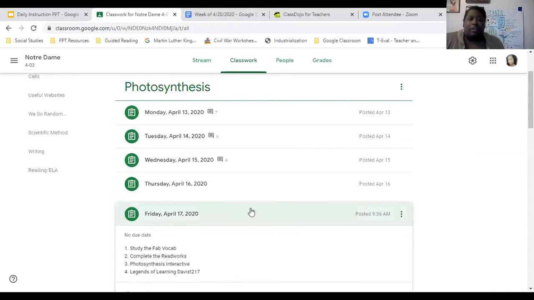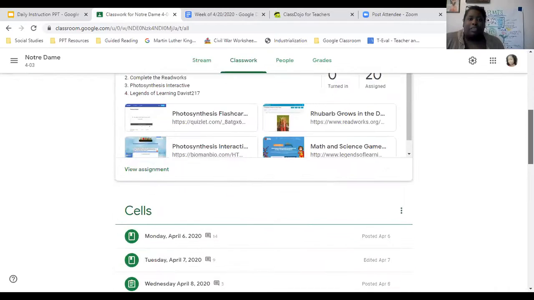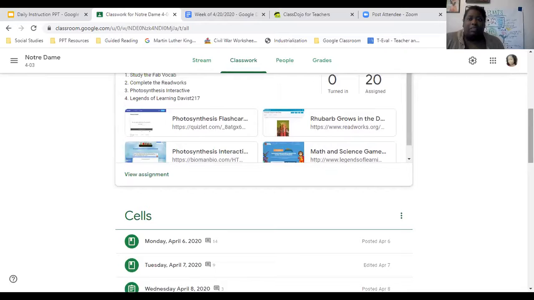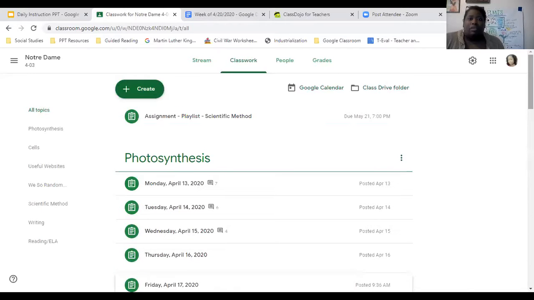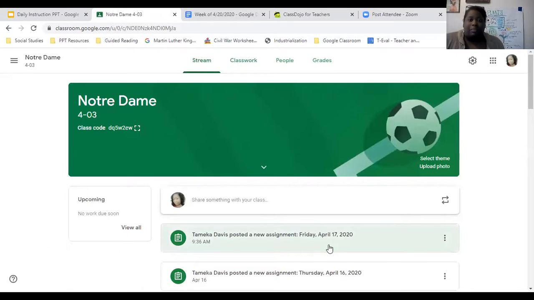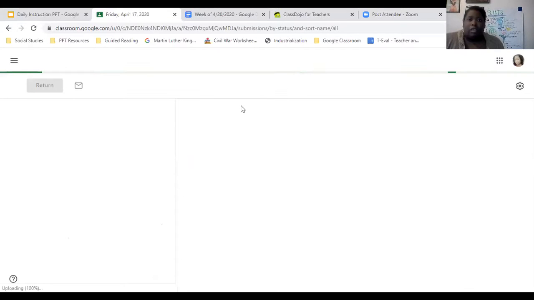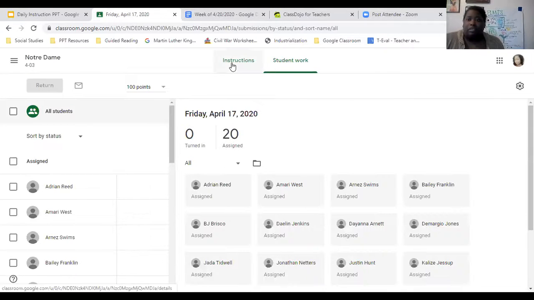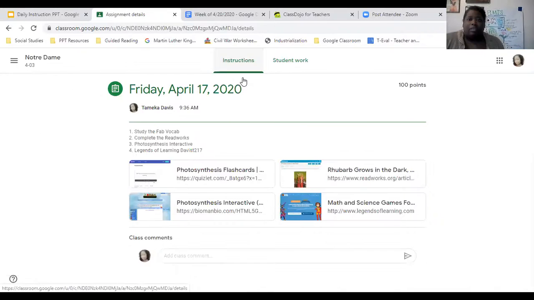All right, so we're going to work out of Notre Dame today. Remember, you could just click it and then click view assignment, or you could go to the stream and look for the last thing that Miss Davis posted. Make sure that you're on the instructions tab, and from the instructions tab, you'll see all of the steps that you need to take today.